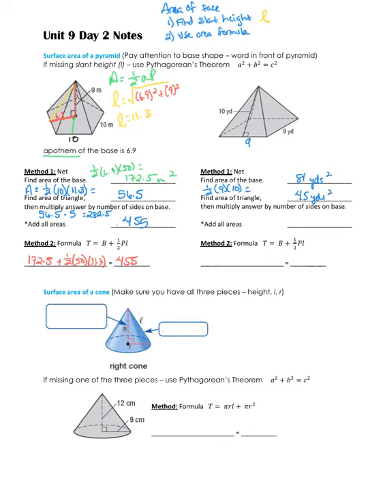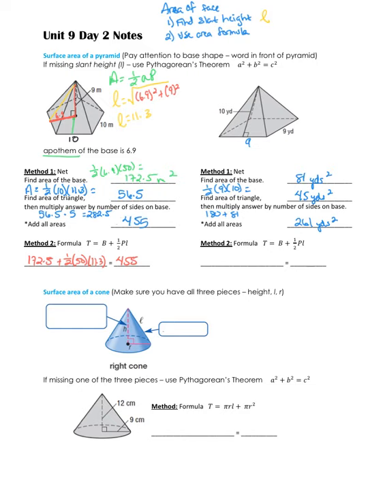Multiply that by the number of sides. There are 4 sides. So 45 times 4, I know many of you can do this in your head, you have 180 plus 81 equals 261 yards squared. Now, I'm going to use the formula. Okay, let's give it a shot.